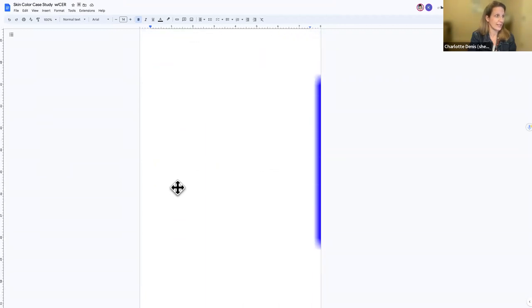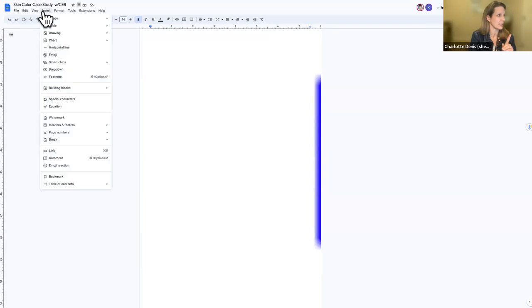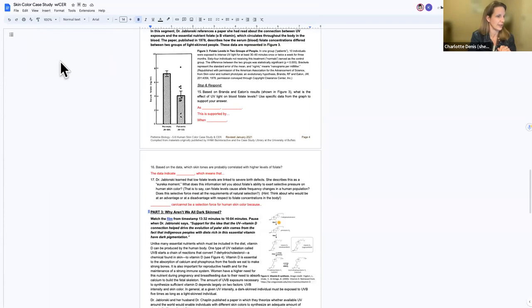Oh, well, see, now I see it. So you're probably not in print layout and you need to switch to print layout. I knew it was something to do with that. Does that solve the problem? I know students sometimes have that issue. Yes, that solves the problem.